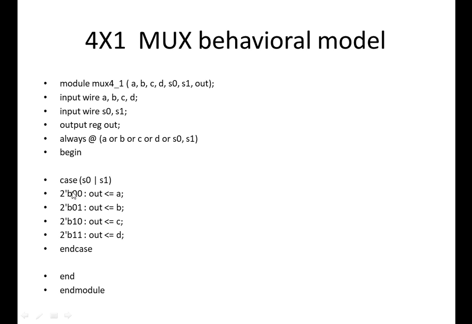Then begin. We have used a case statement. Case for these two select lines, concatenating S0 and S1. If S0, S1 are 0, 0, whatever is there in A, you have to move into output. Similarly, when 0, 1, B should move to output. Similarly, 1, 0, C and 1, 1, D. And end case. This is the case and this is begin and end module. Okay, so this is the code.